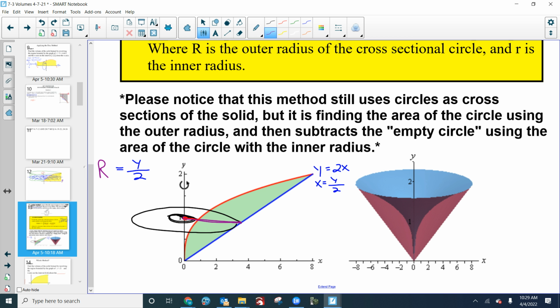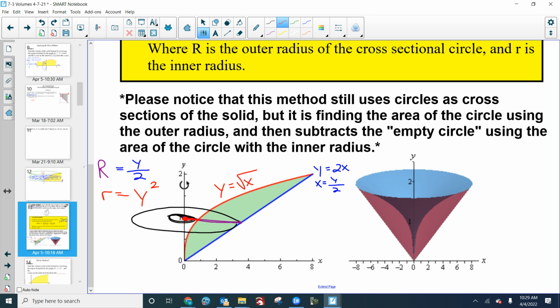If I say how long is this horizontal line, you wouldn't say y equals. You would say x equals. X equals 2, x equals 3, x equals 4. X equals whatever the y value is divided by 2. Are you with me? So capital R is y over 2. What's little r? What's the inner radius here? Well, let's say that graph is y equals the square root of x. Then x equals y squared.